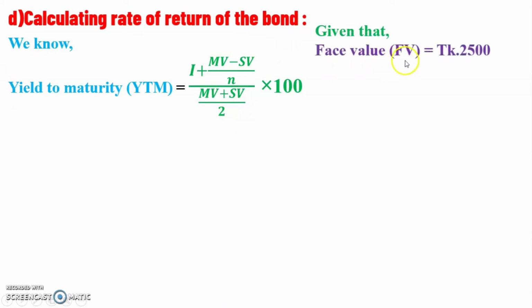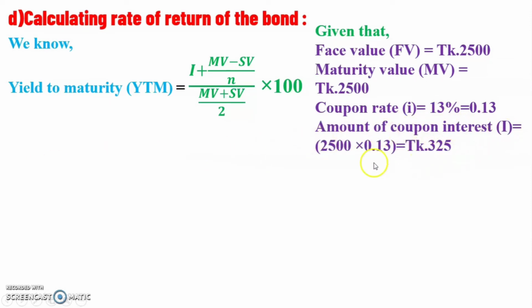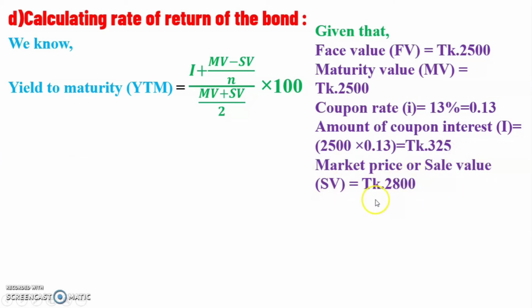Given that face value equals Taka 2500, maturity value equals 2500. When maturity value is not given in the questions, then face value will be the maturity value. Coupon rate is 13%. So the amount of coupon interest, face value into coupon rate, equals Taka 325. Market price or sale value equals Taka 2800. And duration 12 years.